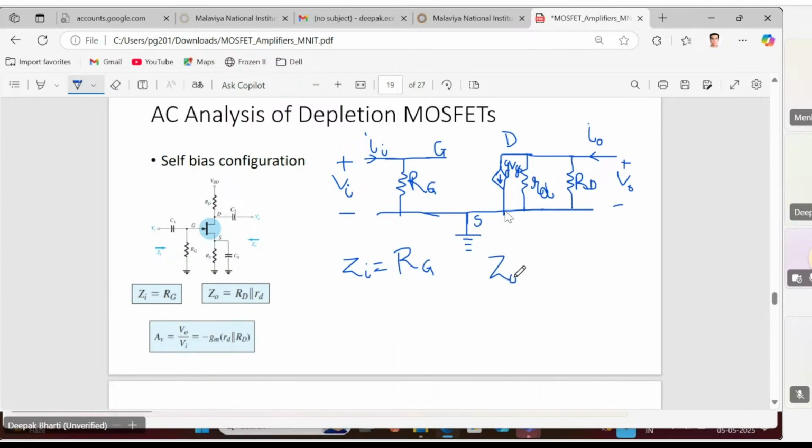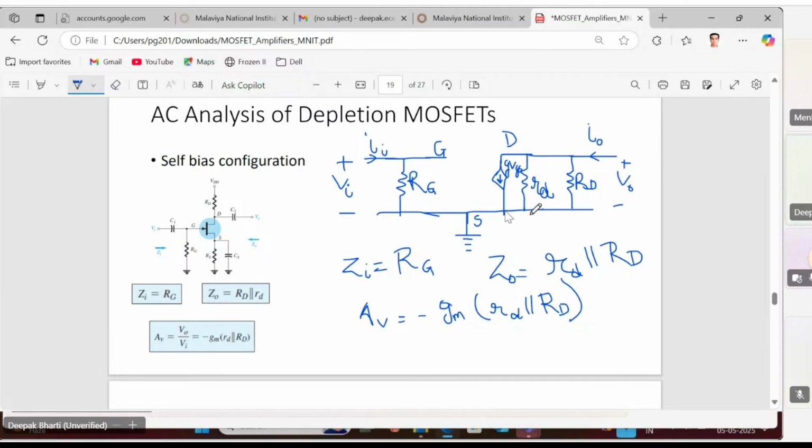Z0, Z0 will be equal to what? rd parallel capital RD, whereas this AV will be equal to minus gm times rd parallel capital RD. Okay, so the expression for this is quite similar, though the biasing arrangements are different.